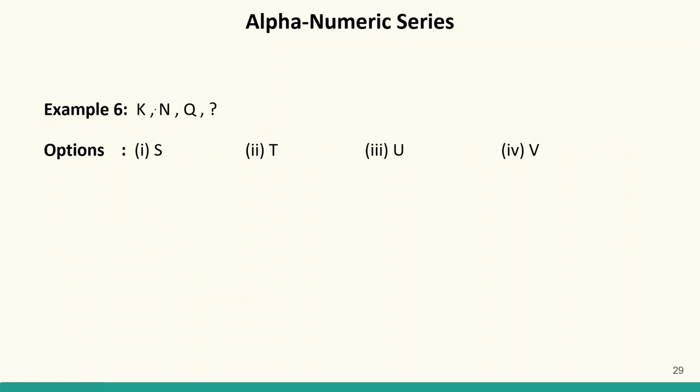Okay. This again. What is the rank of K? 11. What is the rank of N? 14. What is the rank of Q? 17. Again, I can see there's an increment of 3. So 11 plus 3 gives us 14th rank. 14 plus 3 will give us 17th rank. 17 plus 3 will give us 20th forward.